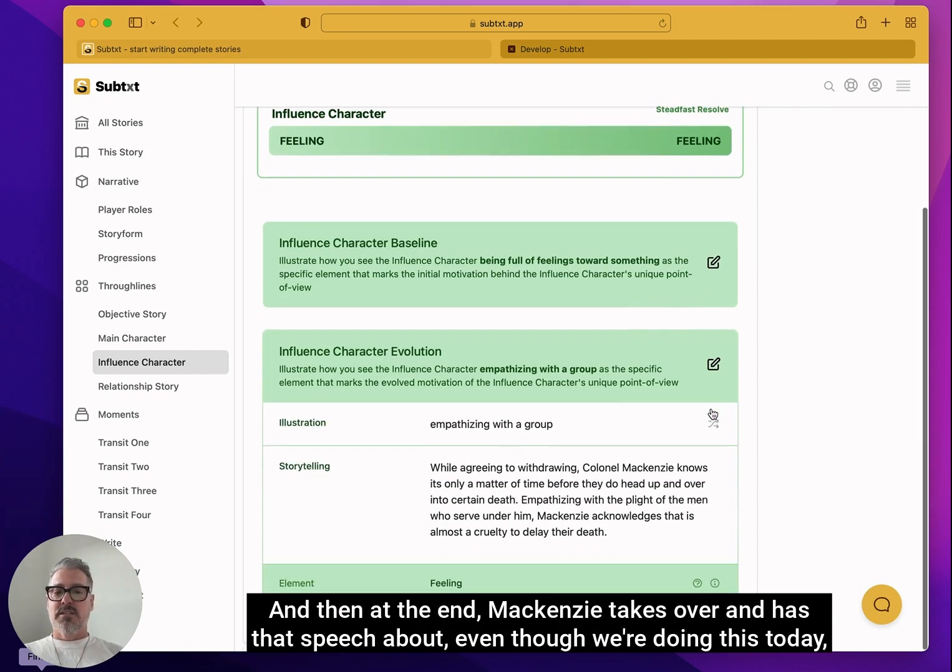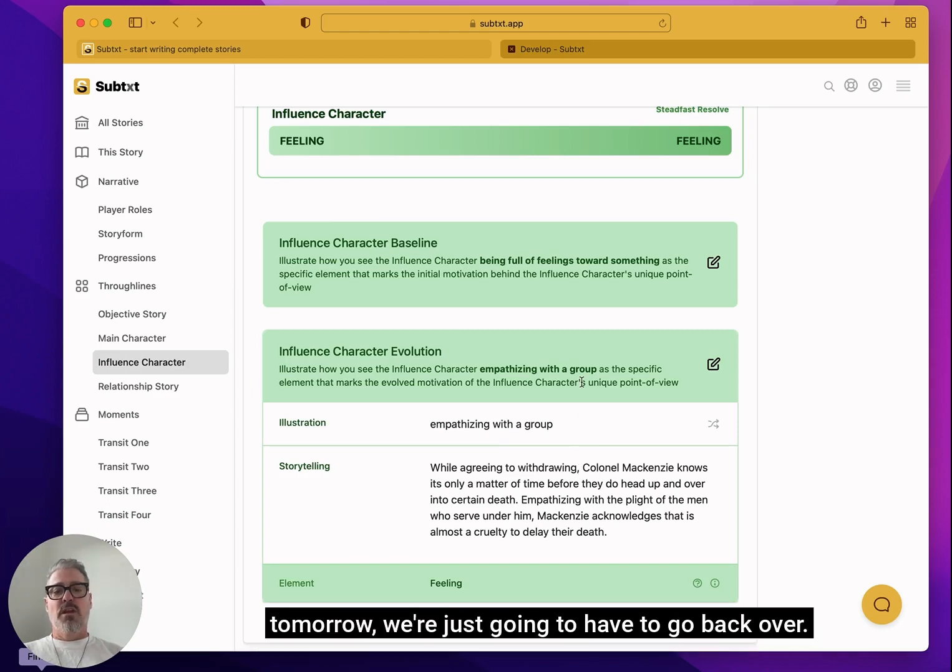And then at the end, Mackenzie takes over and has that speech about, even though we're doing this today, tomorrow we're just going to have to go back over it. And those bad feelings, that's where he's coming from.